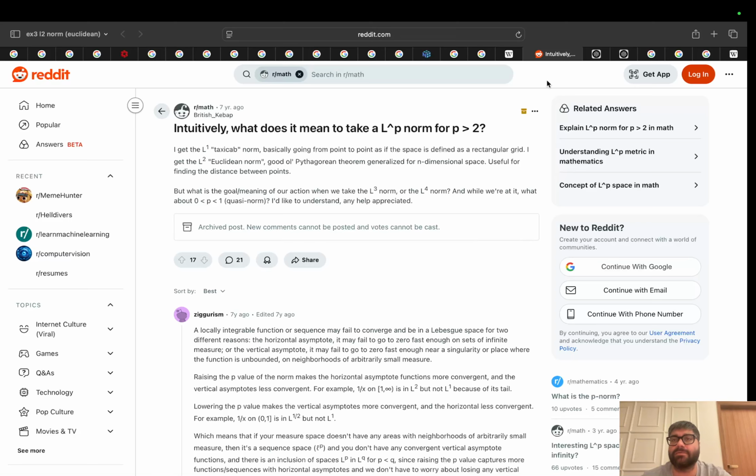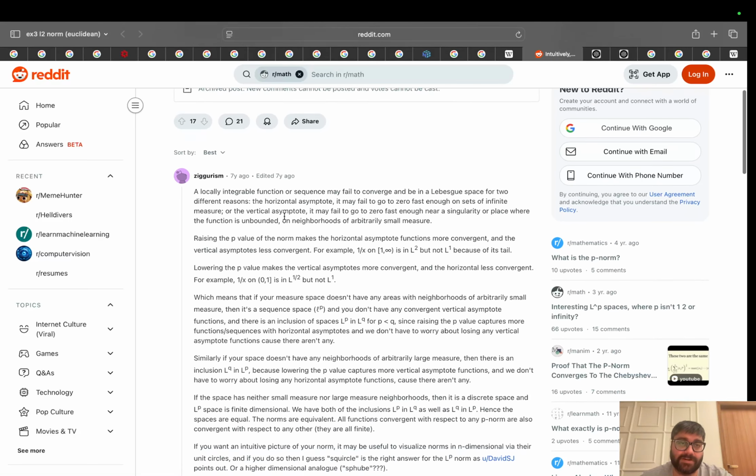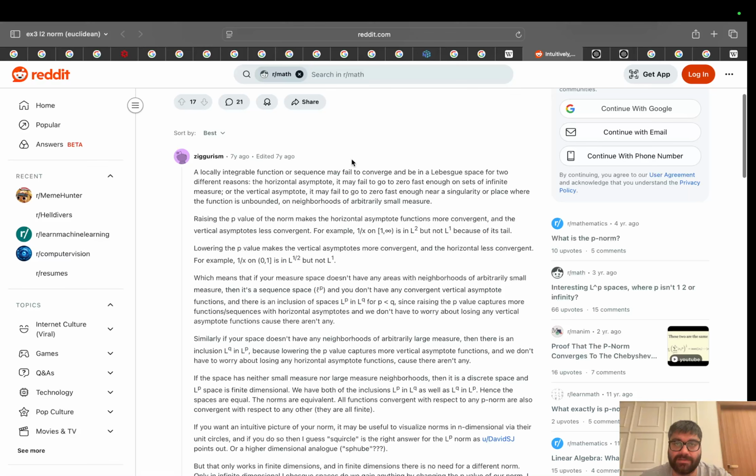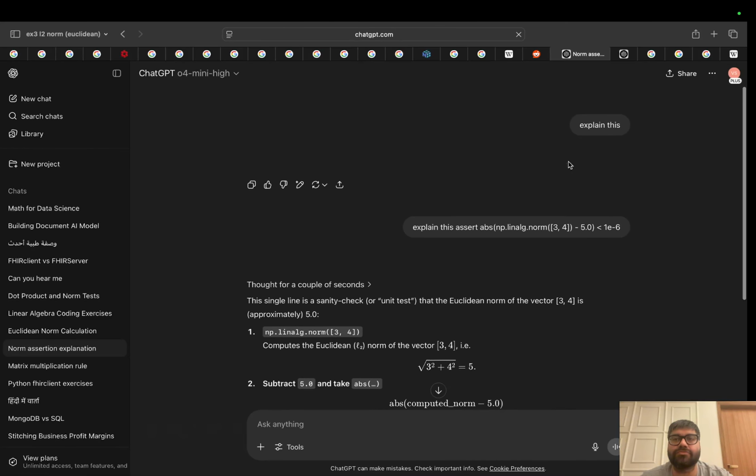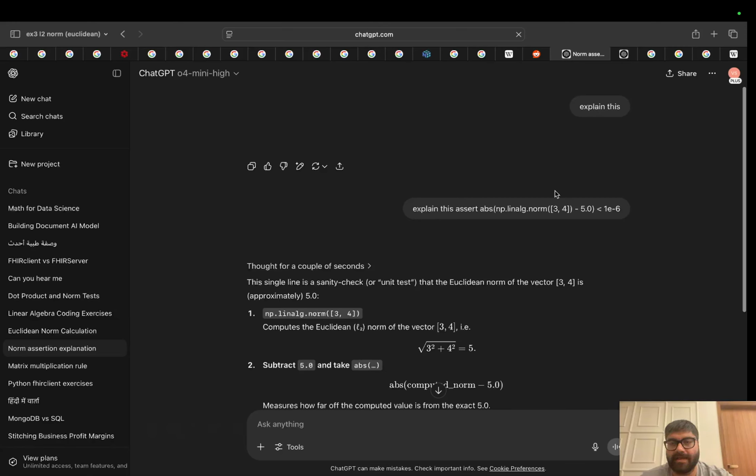You can keep exploring that bedrock a little bit, trying to understand it, which I did, and I came to this Reddit post, and this does not make a huge amount of sense to me, to be honest. A locally integrable function or a sequence may fail to converge and be in Lebesgue space, blah blah blah. I was a bit lost, so I just said, okay, let's regroup, and I'm going to come to this in a moment.